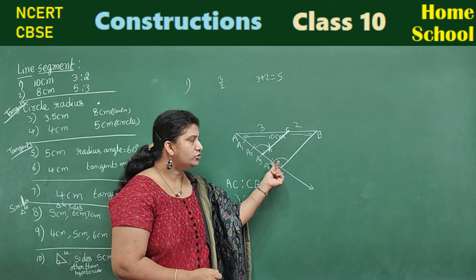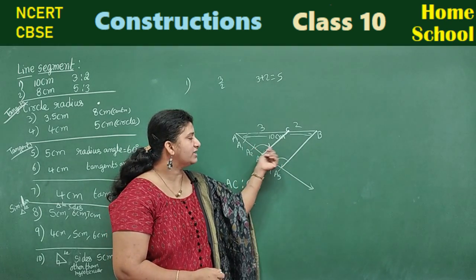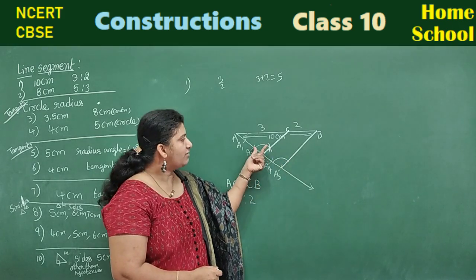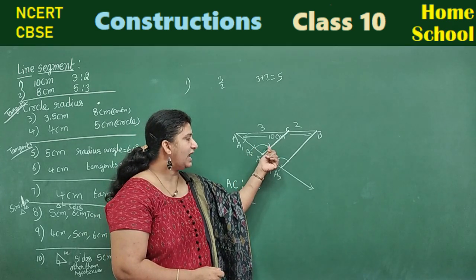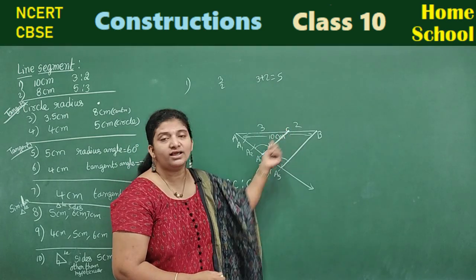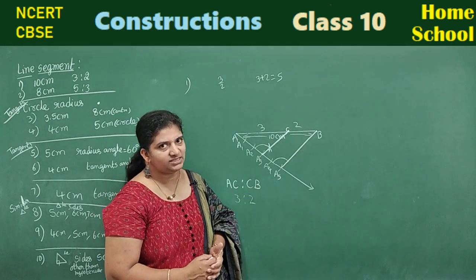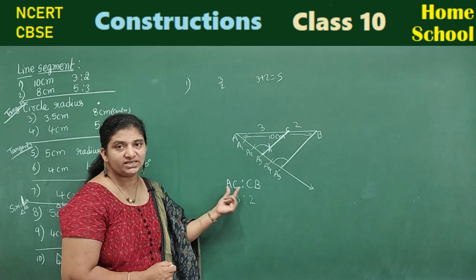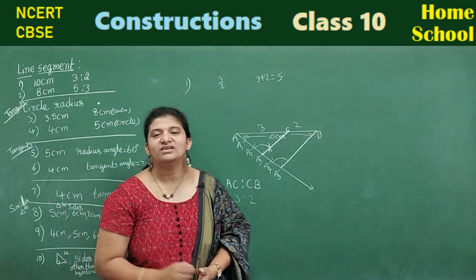What do you need to do? Draw a free arc, and from A3 again a free arc touching the ray. Go back, measure from here and cut, and from the intersecting arc, from that point and this point, extend the line and join the line segment. You are going to get the division of a line segment. Therefore, line segment AB is divided in the ratio AC is to CB in 3:2 ratio.